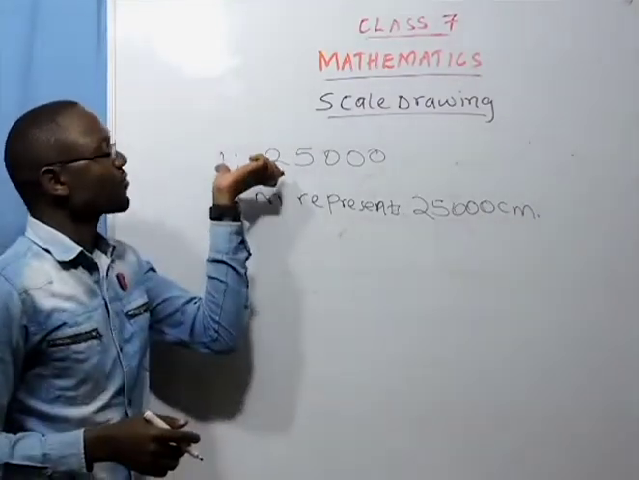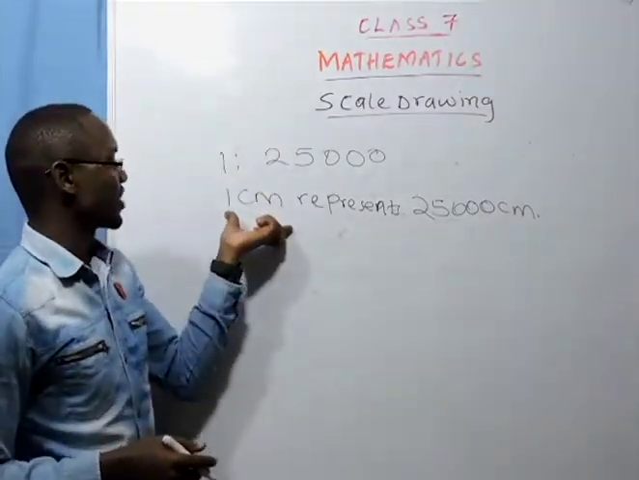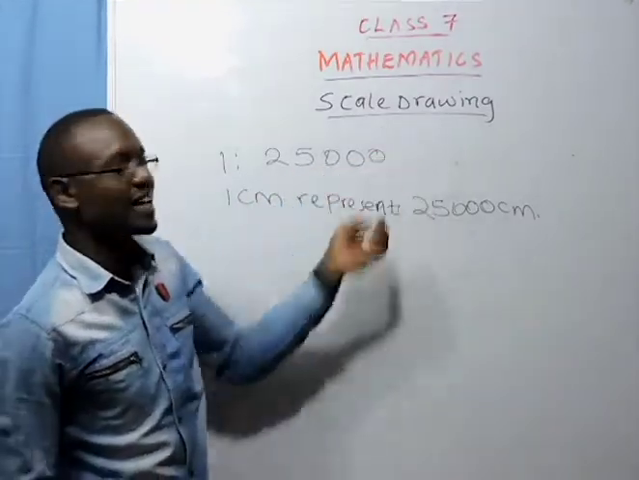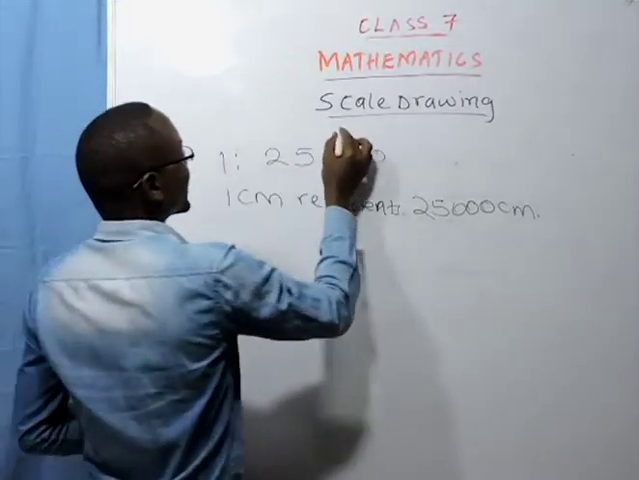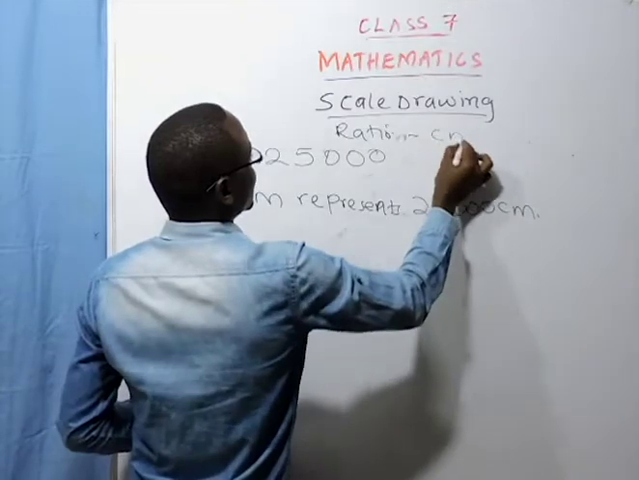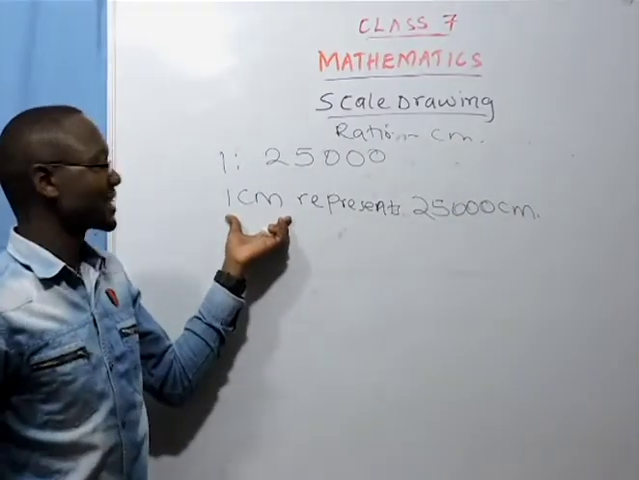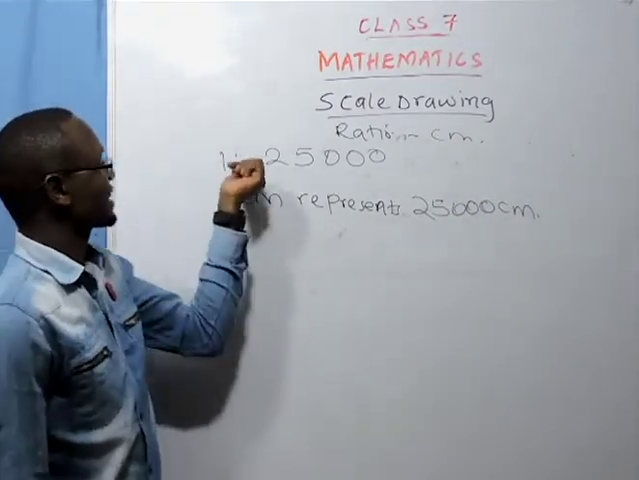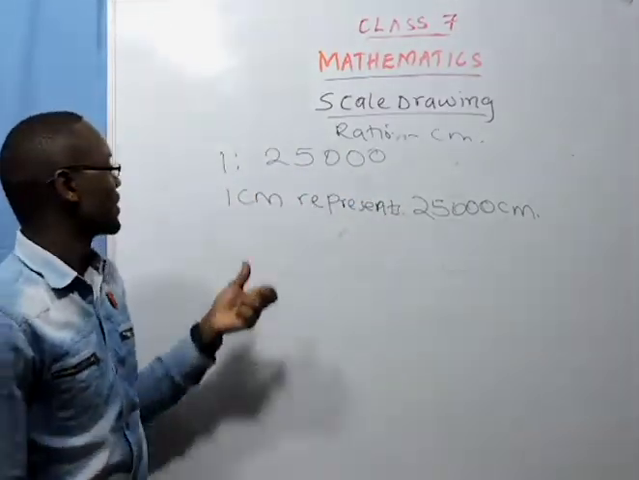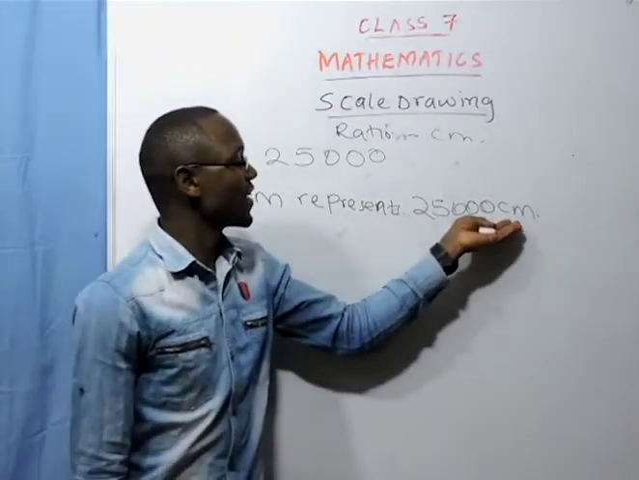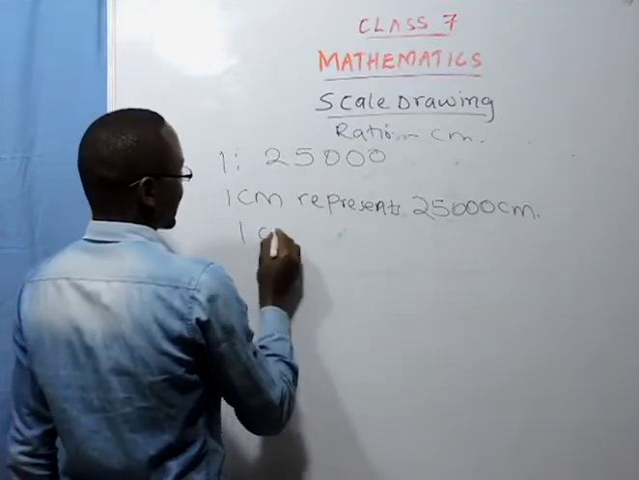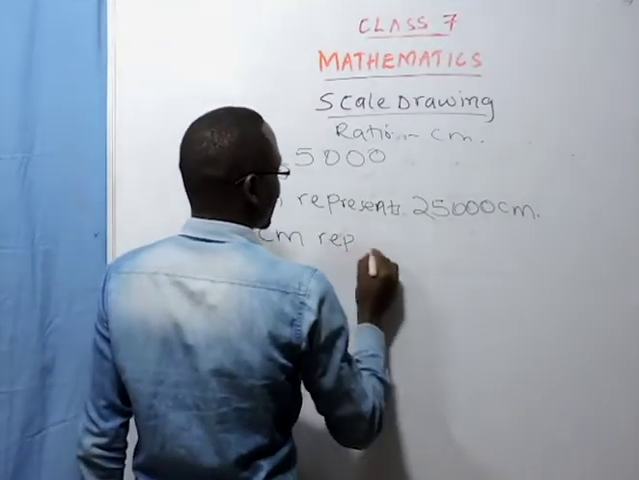Now it has gone from ratio to linear. 1 is to 25,000. I say that a scale in ratio form is always in centimeters. So as a linear scale, once we insert units, it now becomes a linear scale. So 1 centimeter represents 25,000 centimeters. This scale can be written as 1 centimeter represents dash meters.